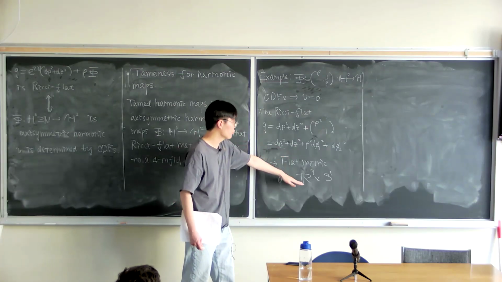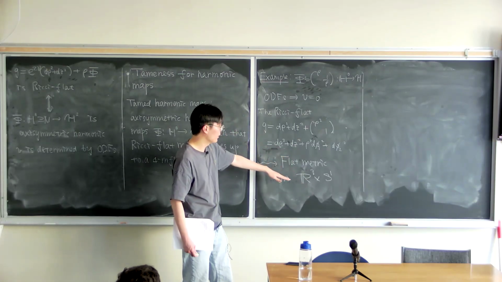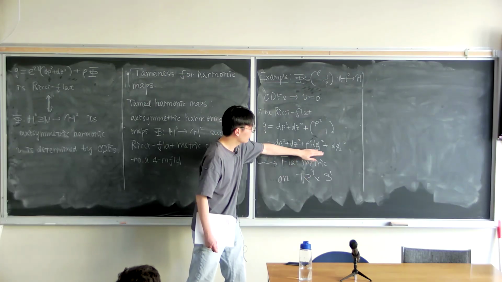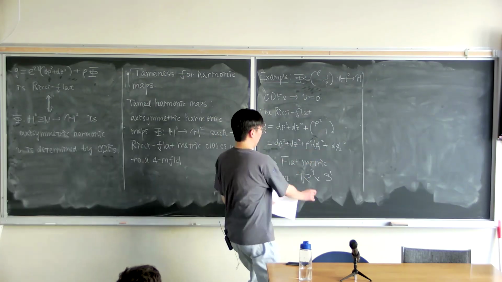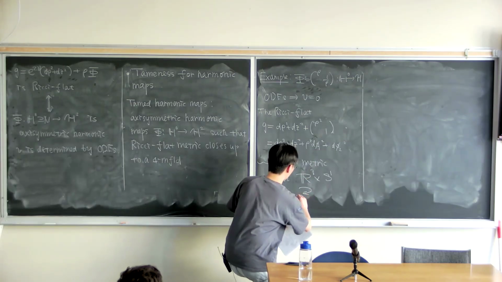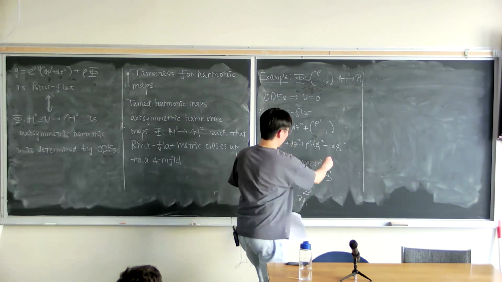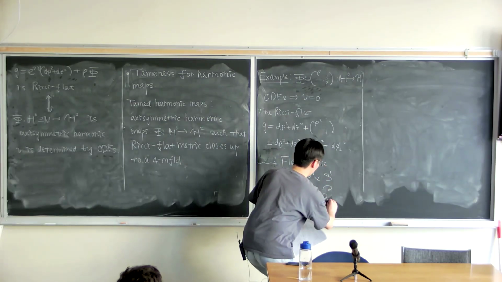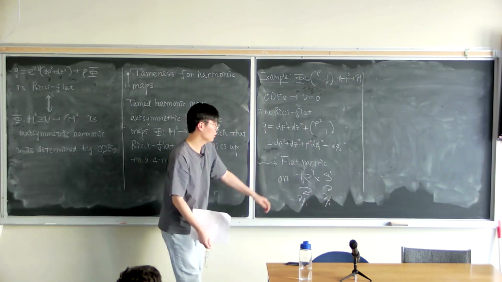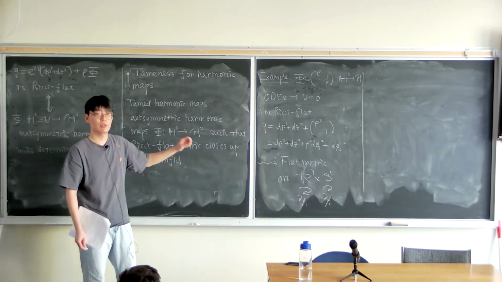We get the flat metric on R3 cross S1. What I want to emphasize here is that you have this toric action, and your partial phi 1 will be the rotation on R3, and your partial phi 2 will be the rotation on S1. So that's my first example here.